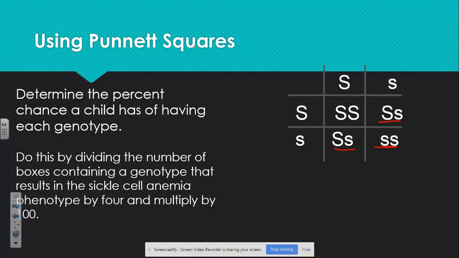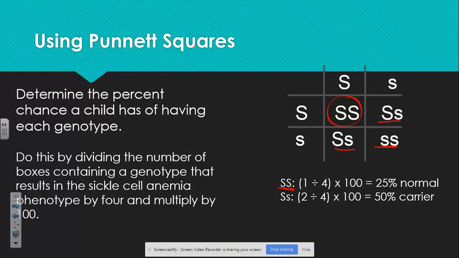Some of you can just look at this and know out of 4 how to determine the percentage, but the official formula for this would be to divide the number of boxes containing the genotype by 4, because there are 4 total boxes, and multiply by 100. For homozygous dominant, because it's capital S, there's only one box that has that genotype. So it'd be a 1 in 4 chance. 1 divided by 4 times 100 would be 25%. So it's a 25% chance that their child would be completely normal.